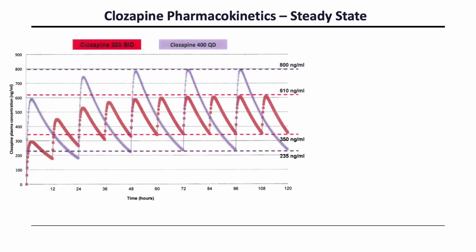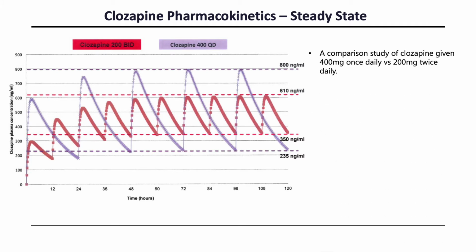On this slide, we can see the clozapine pharmacokinetics once clozapine has reached steady state. We can see on this plasma concentration over time graph, in a comparison study of clozapine 400 milligrams once daily versus 200 milligrams twice daily, that when given twice daily, the plasma concentration peak and trough levels are within the therapeutic window, whereas when given once daily, both the peak and the trough fall outside of the therapeutic window.